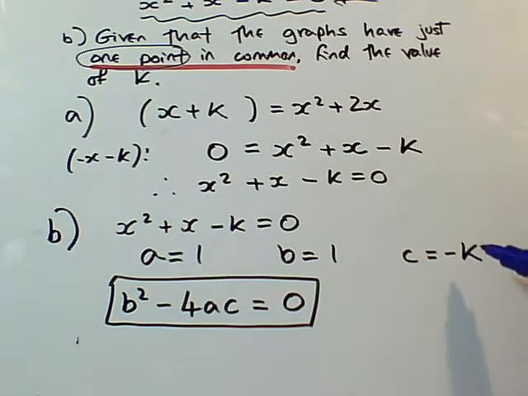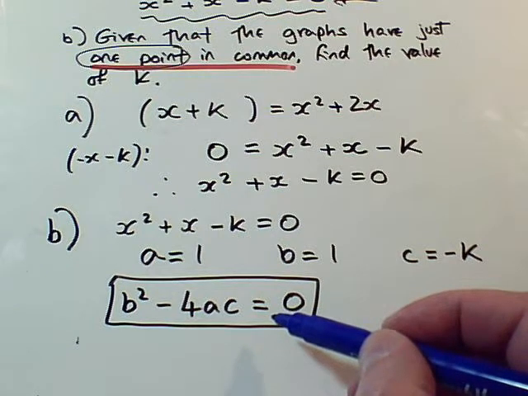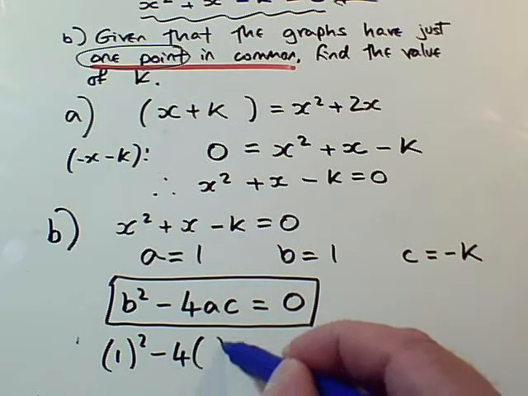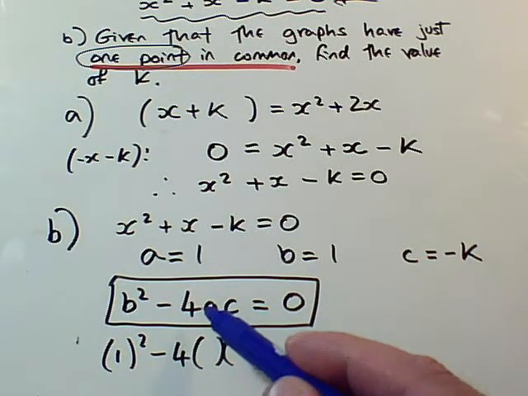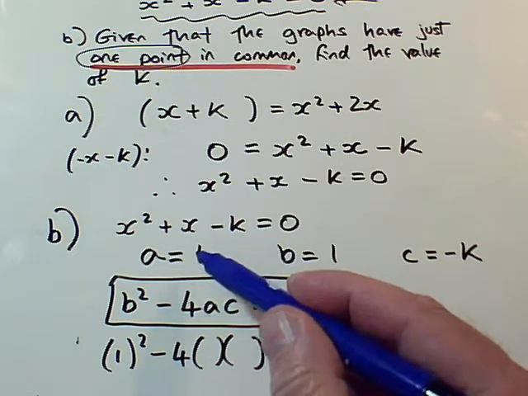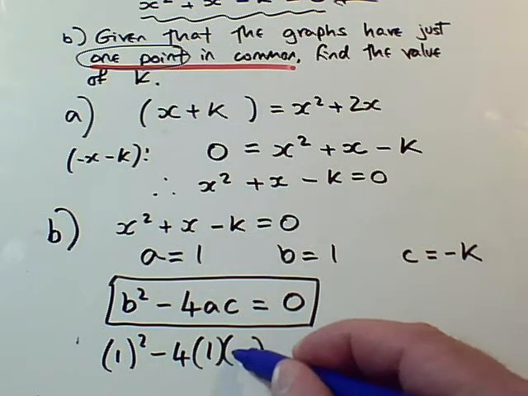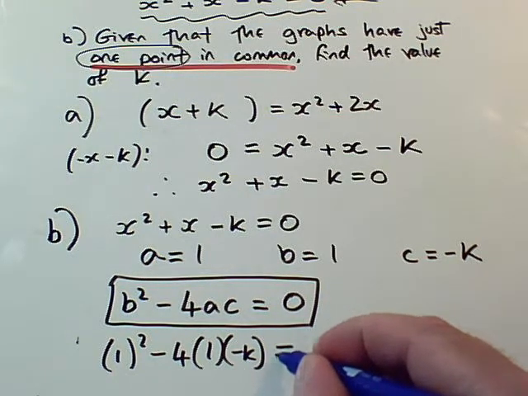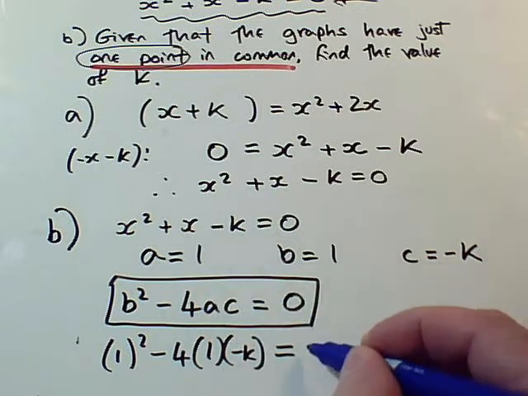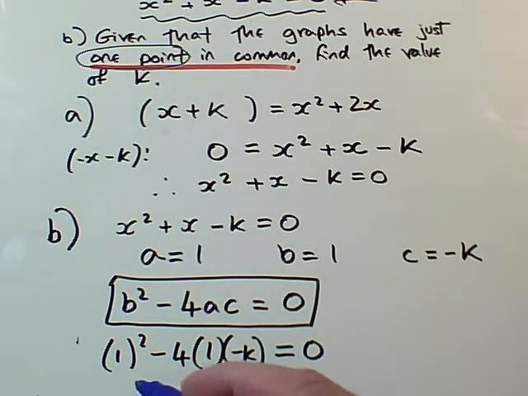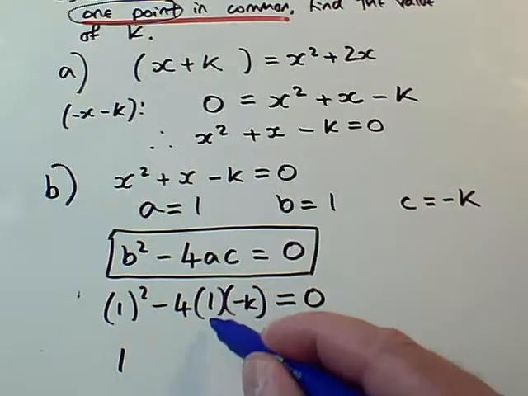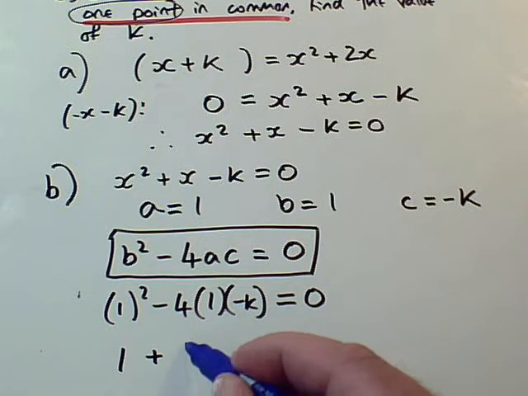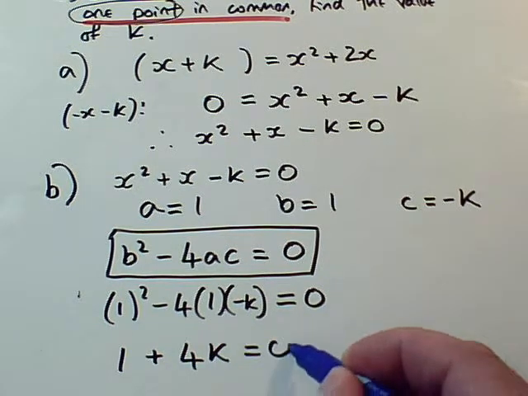Now I've got my a, b and c set up. I know what I want the discriminant to equal. I can put them in. So b squared is 1 squared. So let's go with the brackets anyway, even though this is a very easy example. So 4 times a times c, 4 times 1 times c is minus k. Be careful with these signs. This is the b squared minus 4ac. I know it equals 0. So on the next line, 1 squared is 1. A minus times a plus times a minus is a plus. And then I've got 4 times 1 is just 4, so it's going to be 1 plus 4k equals 0.